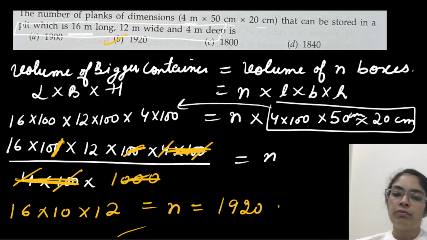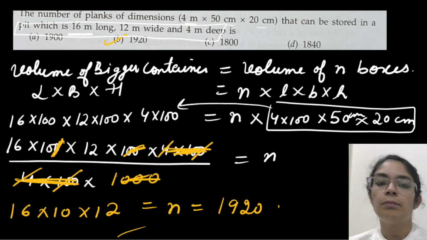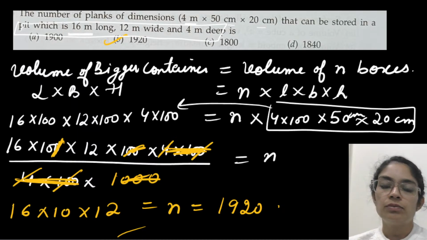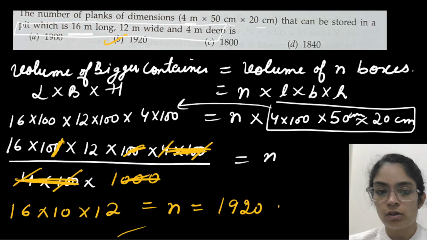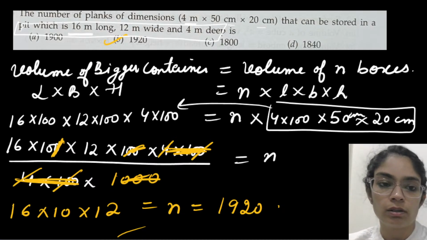And prefer to do cancellation in mensuration, for two reasons. First, whenever you do cancellation, calculations become very easy. Second, there are fewer chances of making mistakes, because when you do a big multiplication, there is a chance of doing it wrong.